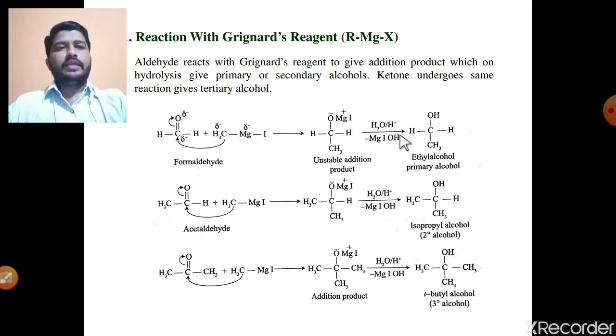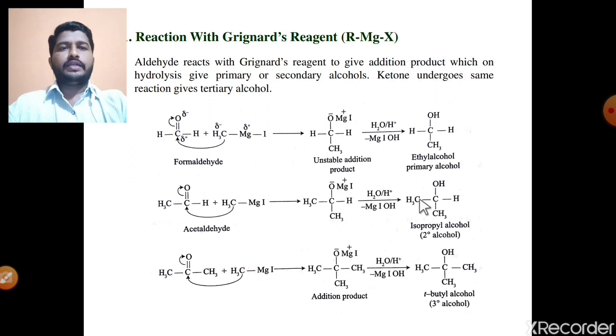Hydrolysis of this salt finally gives ethyl alcohol, meaning an aldehyde molecule gives a primary alcohol. Second example: the same acetaldehyde molecule in the presence of Grignard's reagent CH3MgI. The same methyl group attacks the carbonyl carbon with its electron pair, with a shift of the pi electrons towards the oxygen. The oxygen gains a negative charge, stabilized by Mg+, so again it gives a salt.